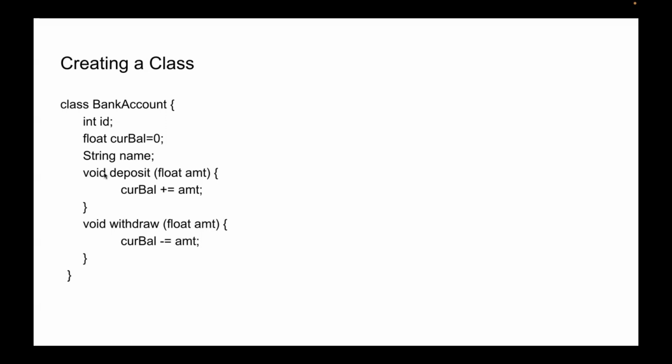This void means no return type, which means this method will not return you any value. Void means empty return value. And deposit is basically the name of this method. If we want to call this method, we call it with the name of this method. We'll see more when we create an example for this.